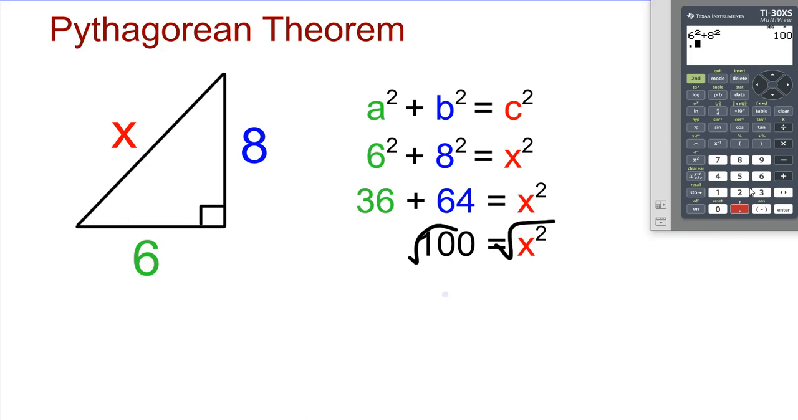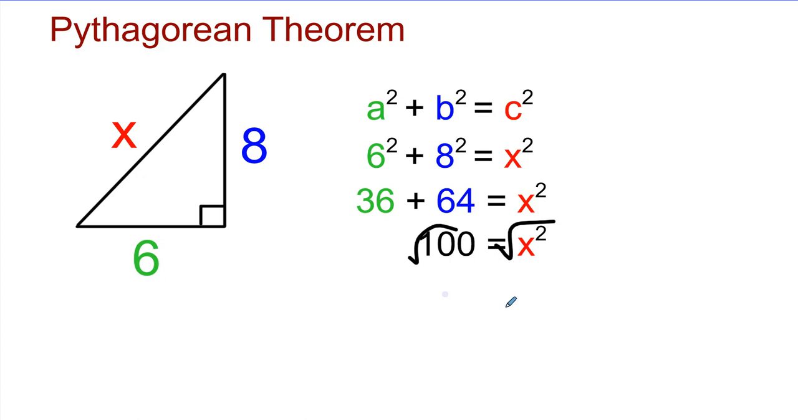I like to do a square root by typing 100 caret 0.5, because it's the 1/2 power. It's going to be 10, right? We already knew that. Okay, so x is equal to 10.